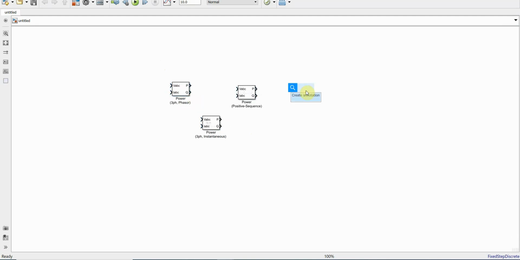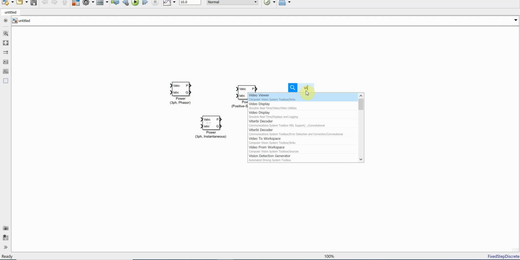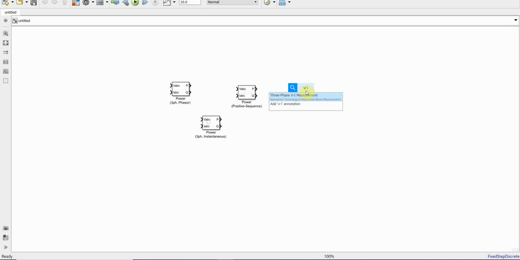Similarly for voltage and current measurement, we have the three phase VI measurement block, this one. But we do not have any block which will give measurement of power factor angle and power factor of a three phase circuit. So for that I'm going to make this video.